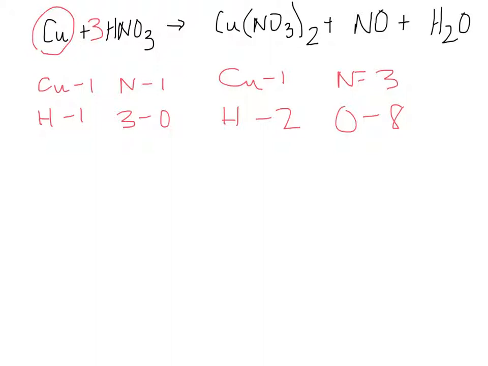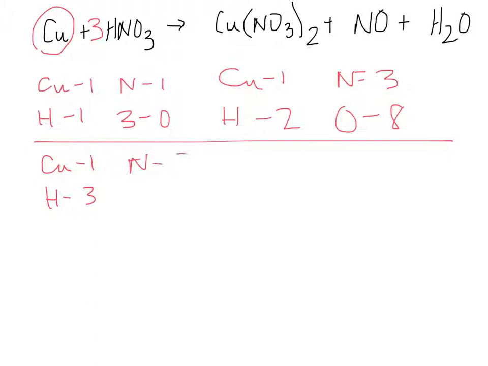So with the 3, that gives us 1 Cu, 3 hydrogens, 3 nitrogens, and 9 oxygens. If you look at those numbers and compare them to the ones on the right, our nitrogens are good now. Coppers are still okay. Hydrogen is only 2, and we need to get it to 3.